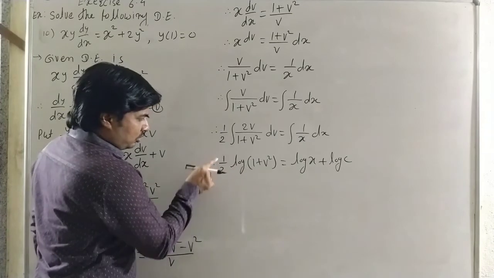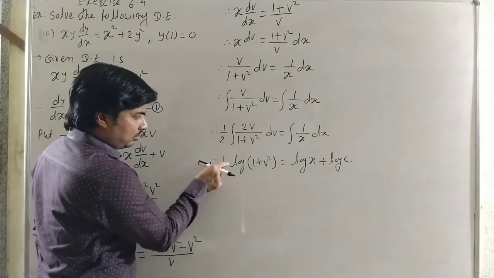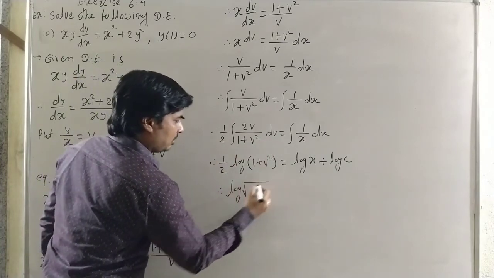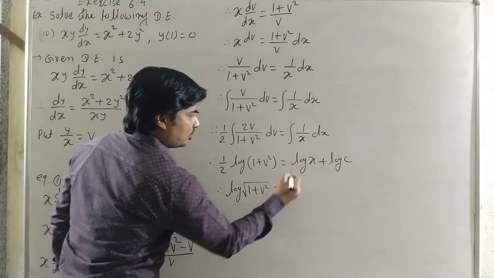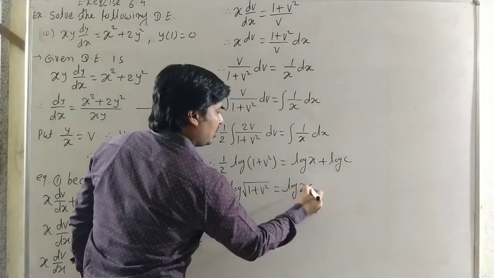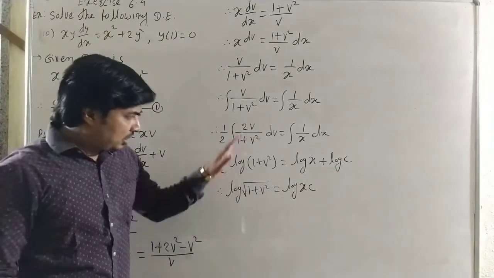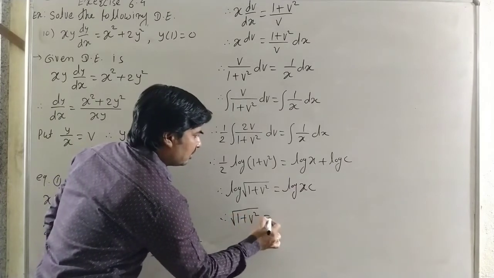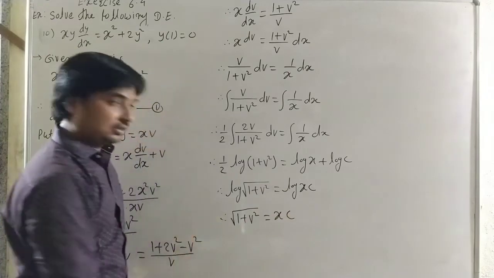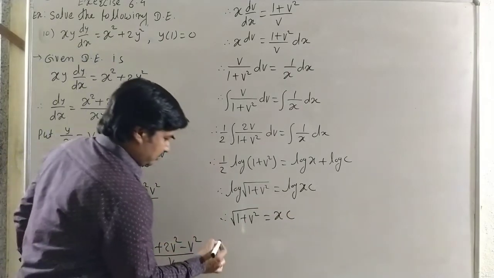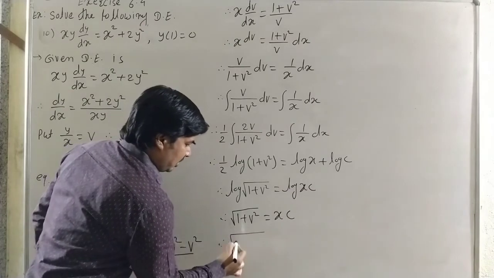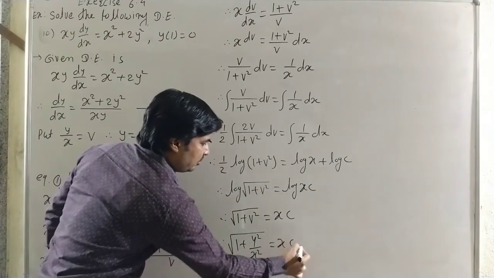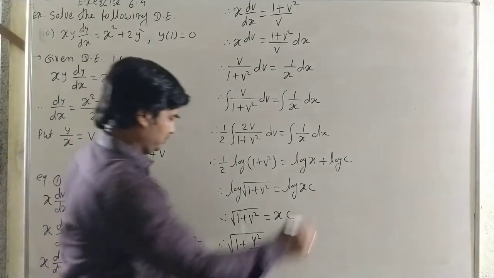Now removing log on both sides, so it is 1 by 2 multiple of log, take the power. Therefore using the property of logarithm, it is 1 plus phi square is equal to log of x into c. Now removing log on both sides, under root of 1 plus phi square is equal to x into c. See carefully this. Okay, now put the value of phi: under root of 1 plus y square by x square is equal to x into c. See carefully this. Now take the addition.